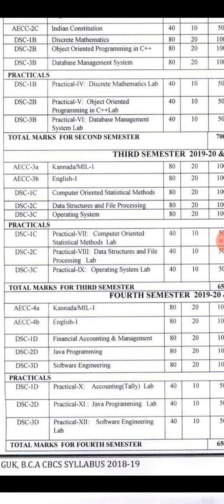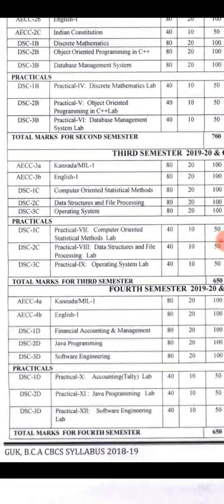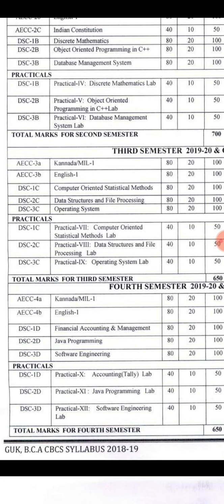Coming to the fourth semester, the fourth semester again has two languages, Kannada or Hindi, then the second language English, that is 4B. Next is DSC: financial accounting and management for 100 marks, 80 external, 20 internal. Java programming for 100 marks, 80 external, 20 internal. And third is software engineering, again for 100 marks, 80 external, 20 internal.